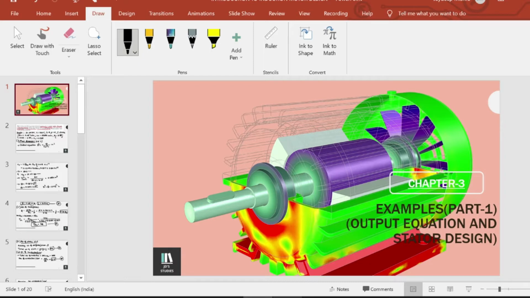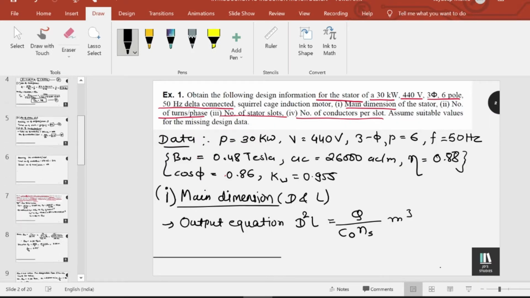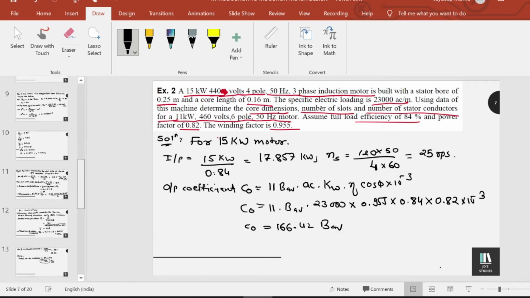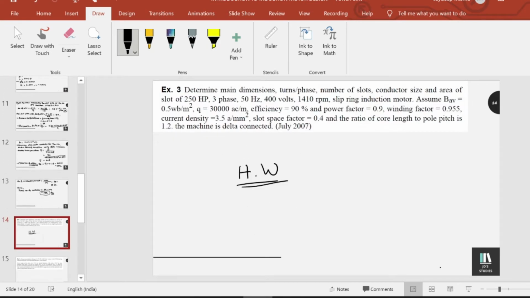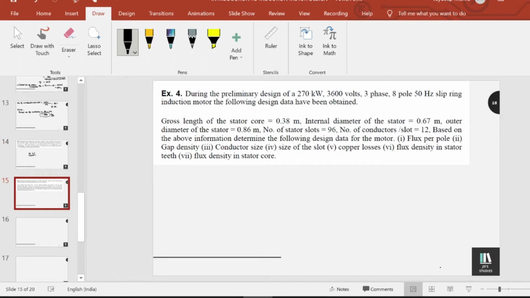In the previous lecture, we started example number 1, part 1. In this section, we will complete example number 1, then example number 2, and I will give you some homework, example number 3. Now in today's lecture, we will discuss example number 4, which is based on the design of stator. So let's start the lecture.